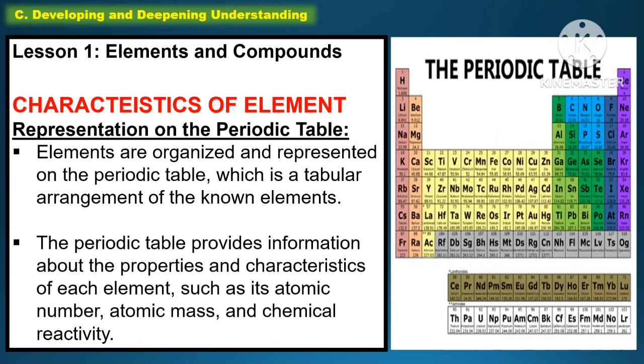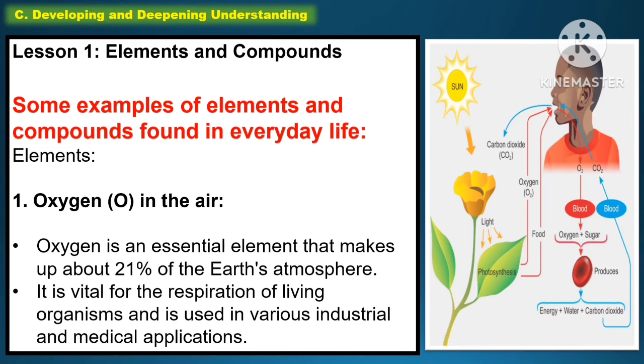Another characteristic of an element is its representation on the periodic table. Elements are organized and represented on the periodic table, which is a tabular arrangement of the known elements. The periodic table provides information about the properties and characteristics of each element, such as its atomic number, atomic mass, and chemical reactivity. The following are some examples of elements and compounds found in everyday life.